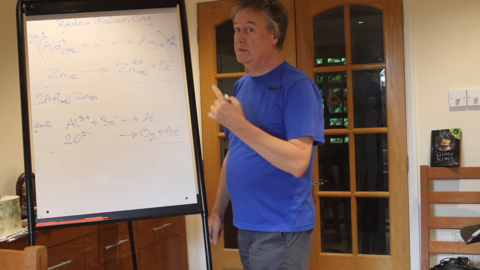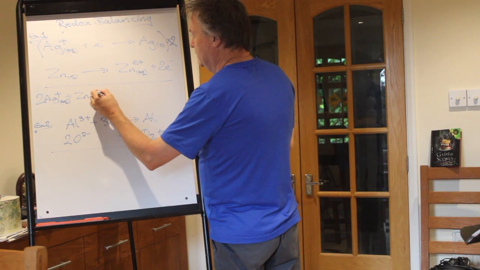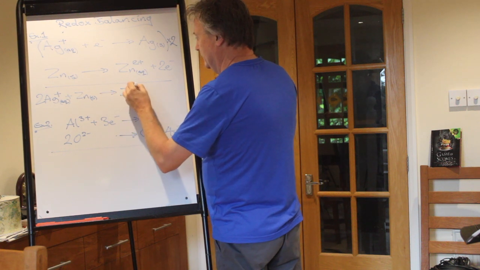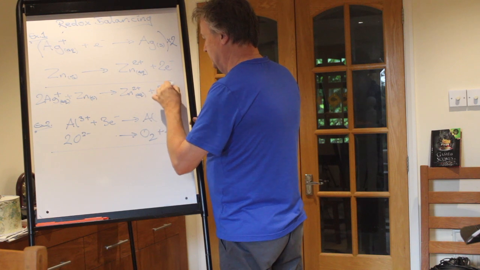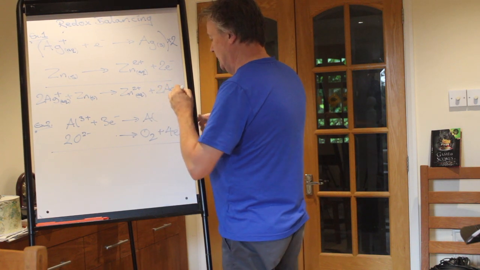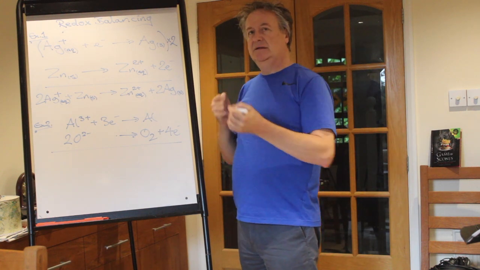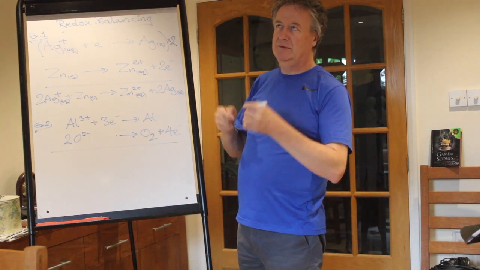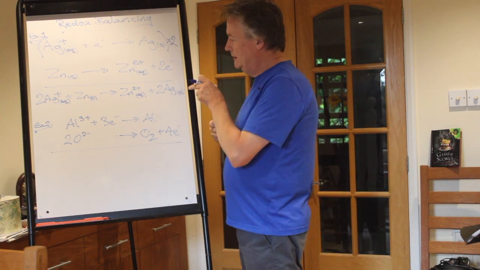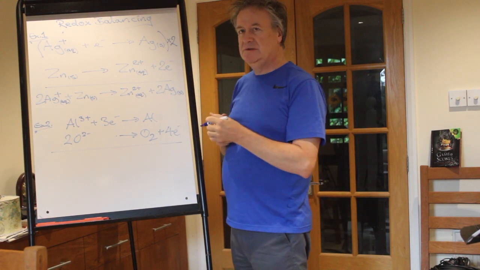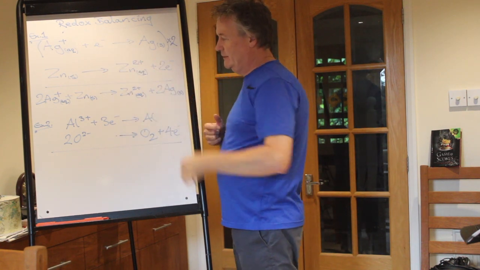Put the state symbols in. It's the only one I'm going to put state symbols in. Save a bit of time. And then, now you may not really have needed to think, oh, I'll have half equations and put all that together, because if you just wrote that out you'd probably be able to balance that fairly straightforwardly. However, it shows the point. Equal numbers of electrons, doubled up to get the same number of electrons in here.